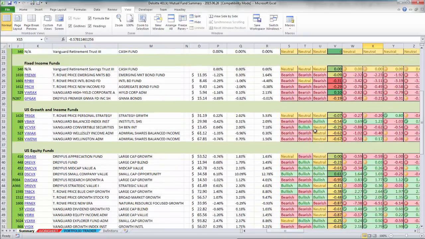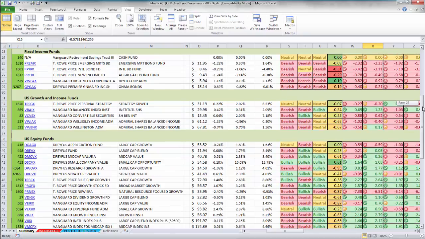In the middle, we're seeing kind of a mixed section with the U.S. growth and income. Again, income is coming under a lot of pressure, and that you can see by both the number of red lights as well as the weakening of the numerical values in each of the cells.